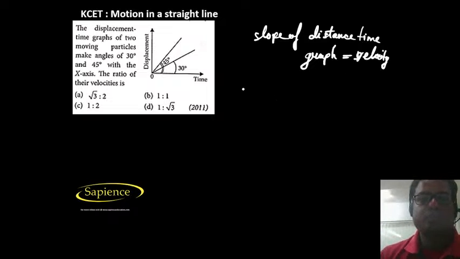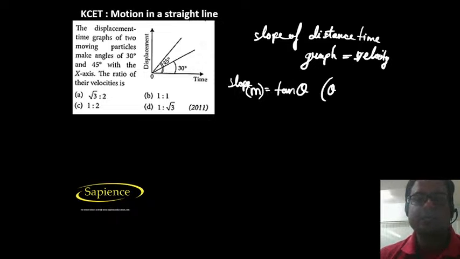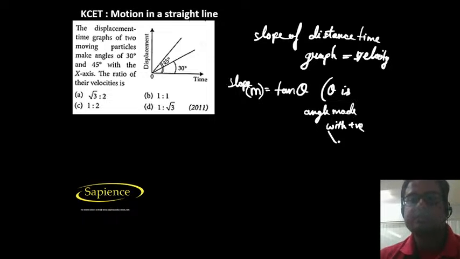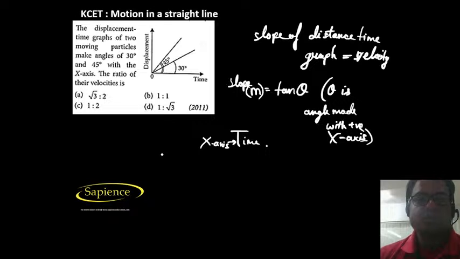So the slope of a straight line m, how to find the slope of any straight line m, that is equal to tan theta, where theta is the angle which that straight line makes with the positive x-axis. So here the x-axis is given as the time axis. So therefore we have to find the slope.